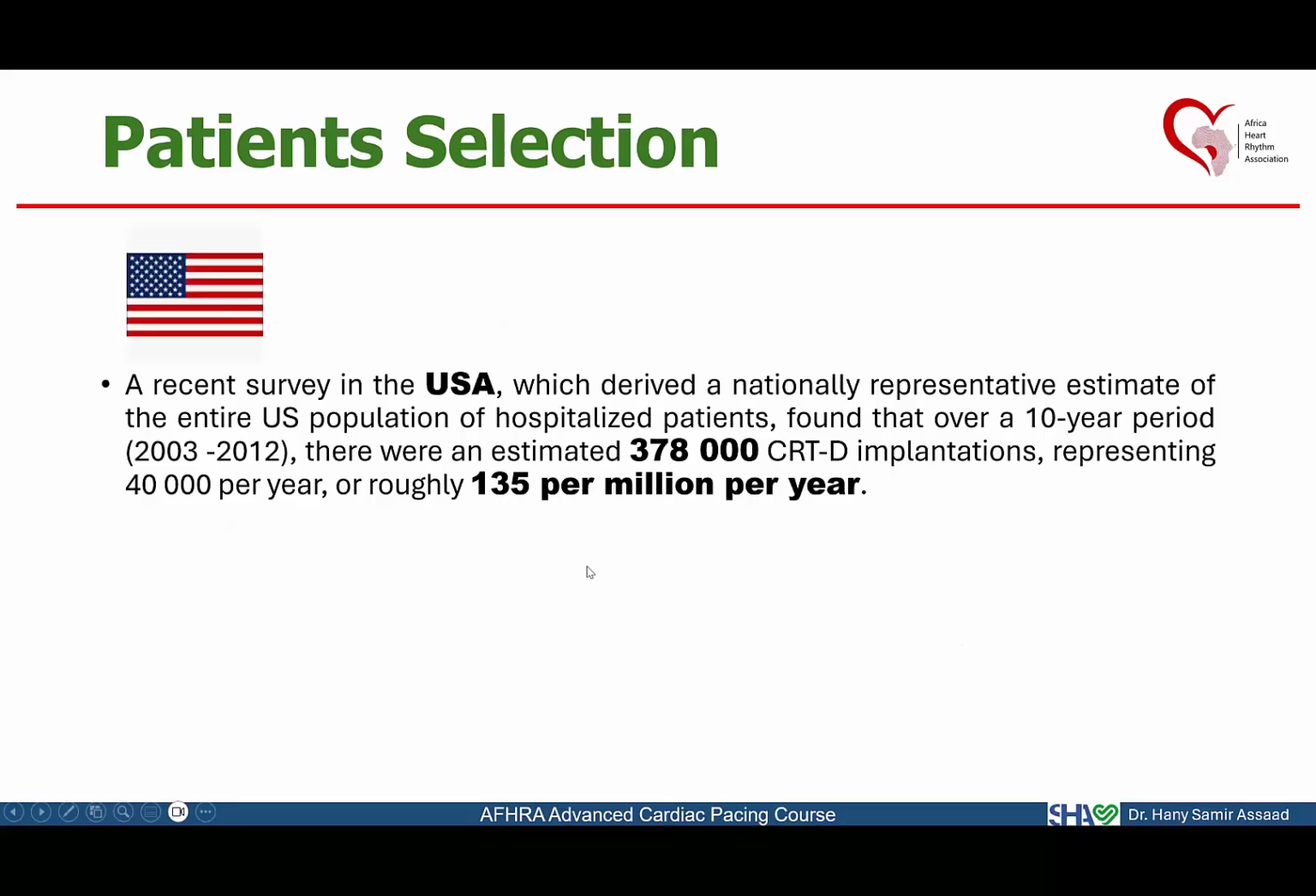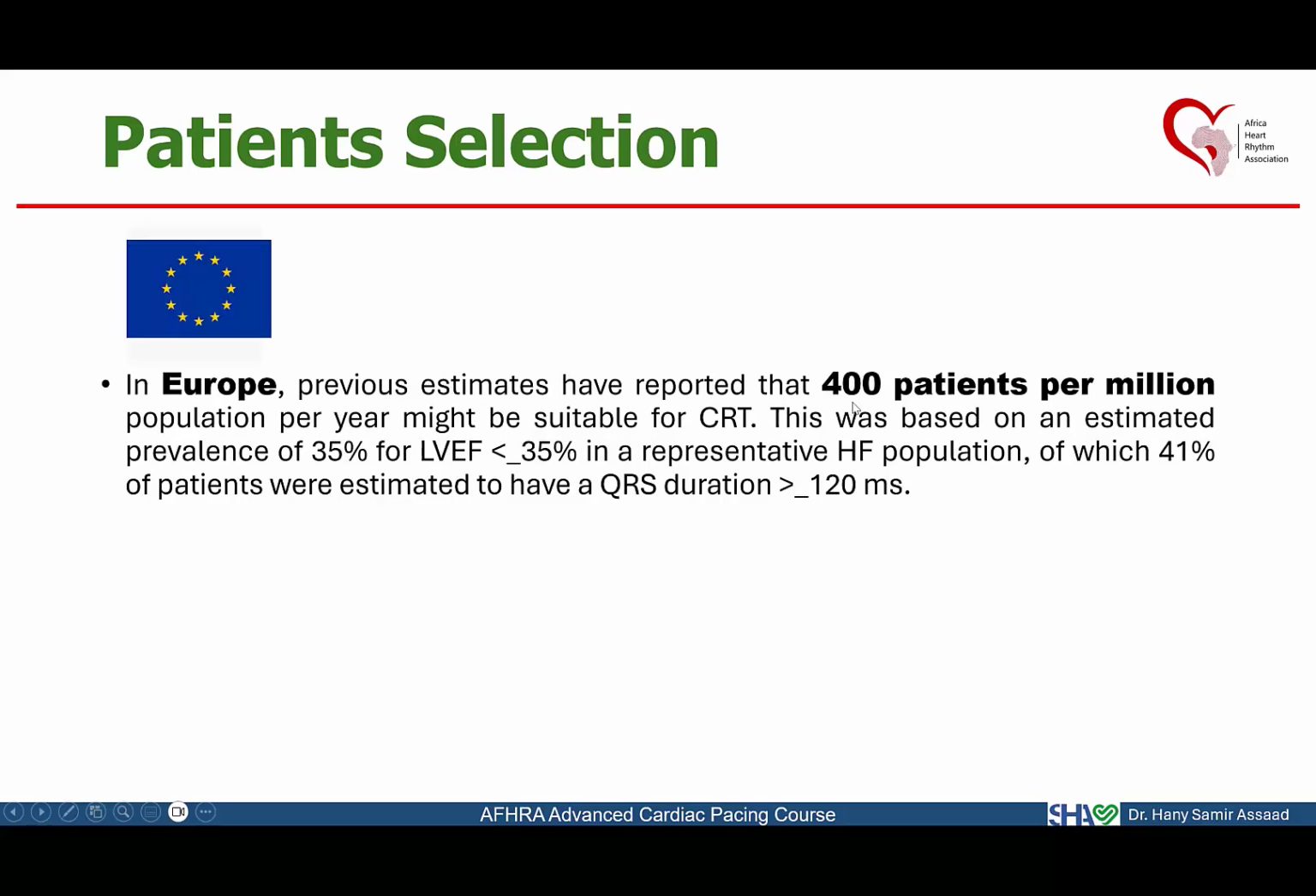These indications and recommendations have yielded this type of epidemiology. In the USA, we have almost 10 years of data. Estimated CRT-D implantation was more than 378,000 implantations in the 10 years, about 40,000 devices per year, or roughly 135 patients per million per year. The number increases in Europe, with more than 400 patients per million population per year.